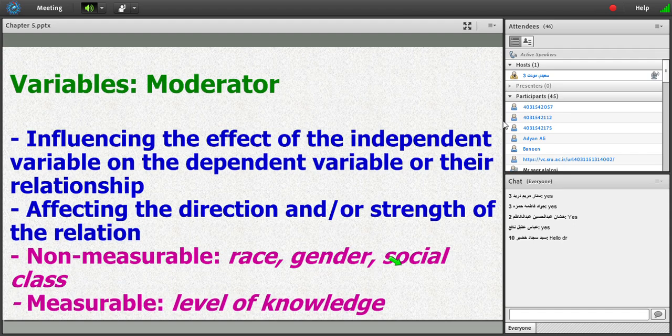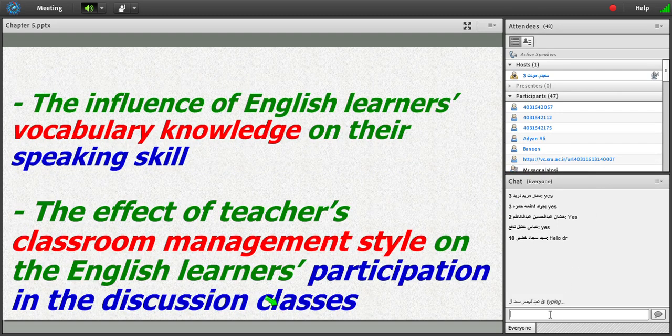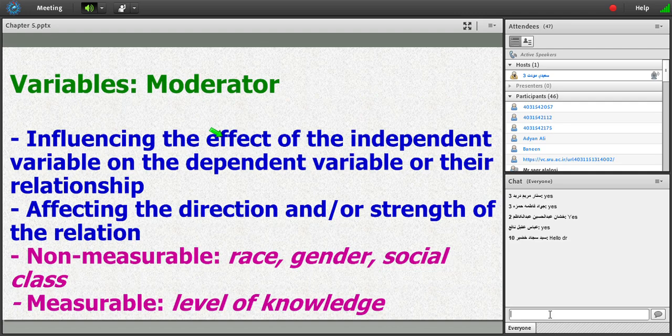So race, gender, and social class are those variables which cannot be measured, I mean in terms of the number, and we cannot change them. So they are called non-measurable moderators. But sometimes we can change the moderator, that we can measure it, so it is called the measurable one. So the same example can be for the previous one as level of knowledge. So the influence of English learners' vocabulary knowledge on their speaking skill here, maybe, for example, the students' proficiency level is considered as another independent variable which can be called the moderator.